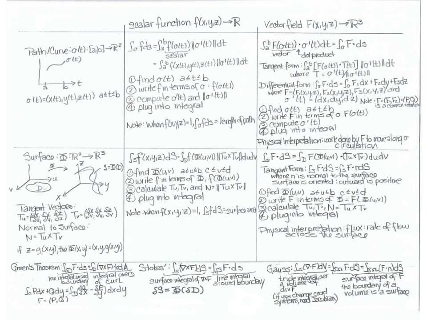And the idea behind this sheet is it organizes all the different path and surface integrals. So the top row talks about path integrals, whereas the bottom row talks about surface integrals. Here we're talking about scalar functions. So this is path integrals of scalar functions. This is surface integrals of scalar functions here. Over here, we have vector fields. So this is path integrals of vector fields, surface integrals of vector fields. And then I have small notes on Green's theorem, Stokes, and Gauss.